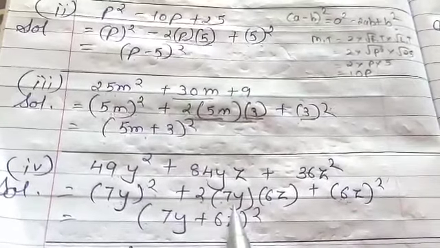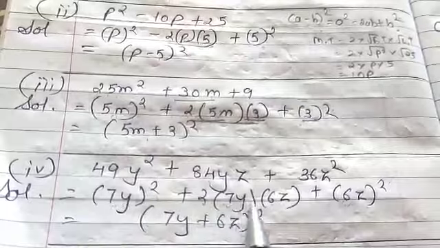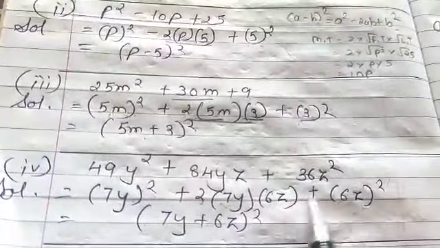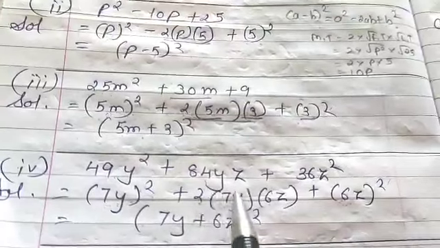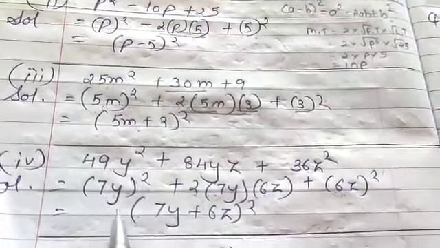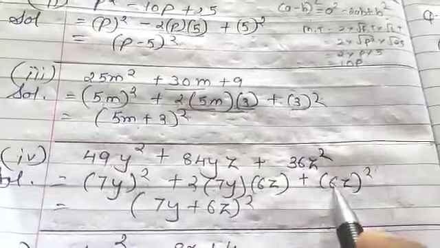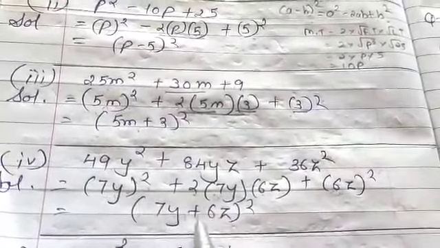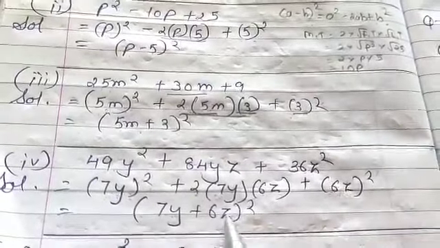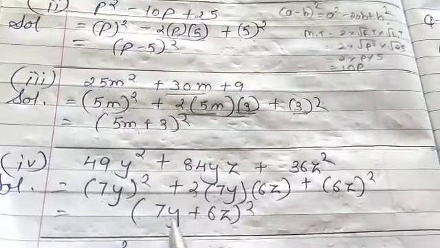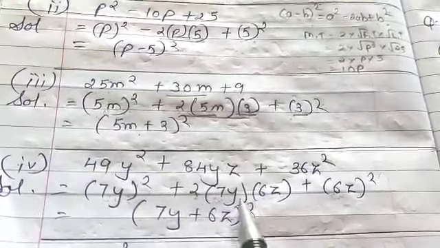2 multiplied by the root of the first term, that is 7y, and the root of the last term, that is 6z. When you multiply, 2 times 6 is 12, and 12 times 7 is 84, y into z, yz. So finally when you get this identity, its value is (a plus b) the whole square. Here the value of a is 7y and the value of b is 6z. So (a plus b) the whole square, that is (7y plus 6z) the whole square.